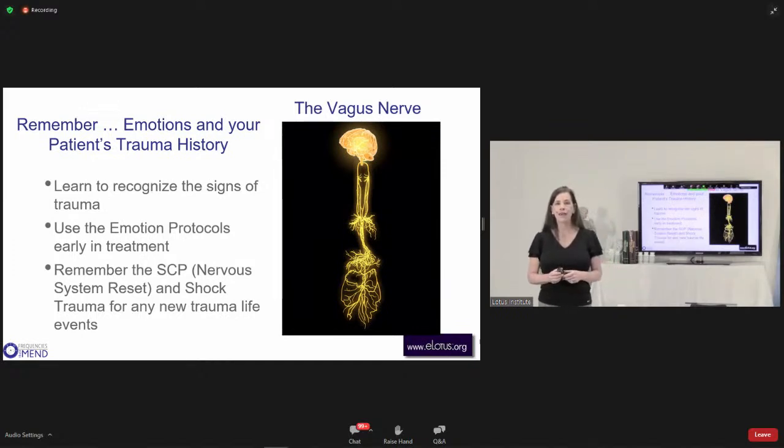So this is a beautiful, beautiful rendition of the vagus nerve. And it is to remind you that that nerve is everywhere. It is everywhere. It's brain down to all of your viscera and your squishy bits.